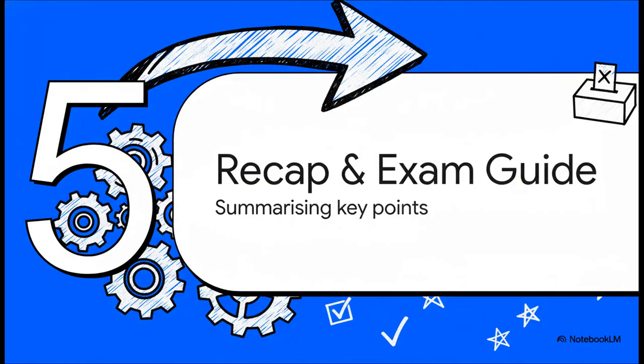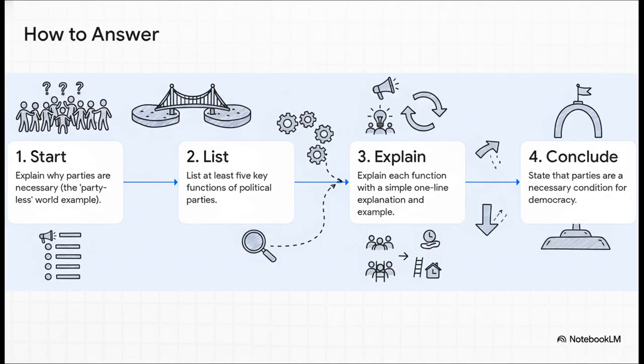All right, we have covered quite a lot, so let's wrap this up with a quick recap. And I'll also give you a simple guide for how to answer questions on this topic in your exams. Okay, listen carefully. If you get a long answer question on the necessity of political parties, here is your 4-step formula for a perfect answer. Step 1, start by explaining why we need them. Use that world without parties example we discussed.